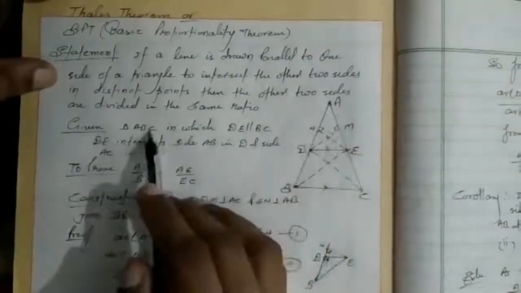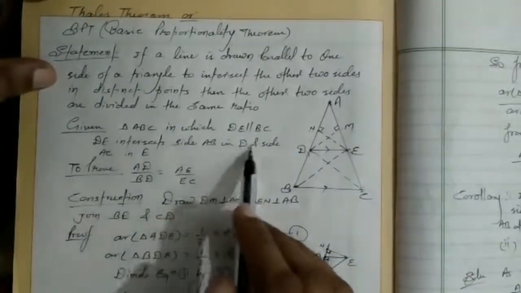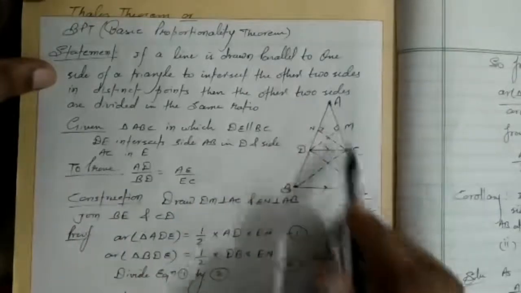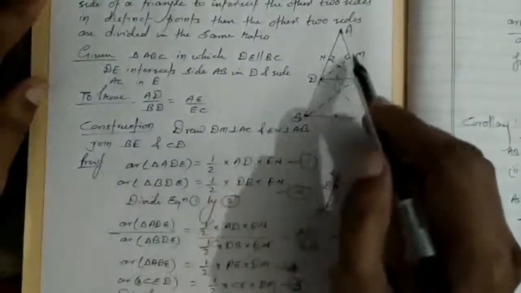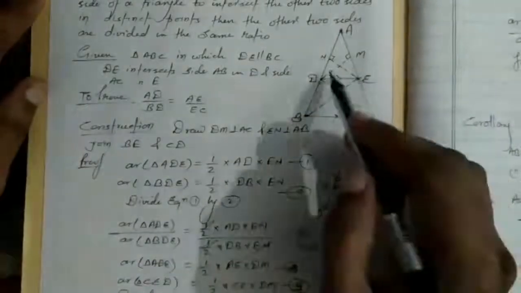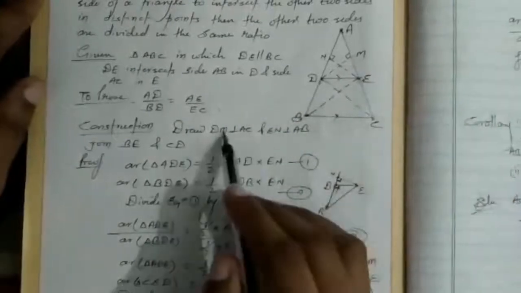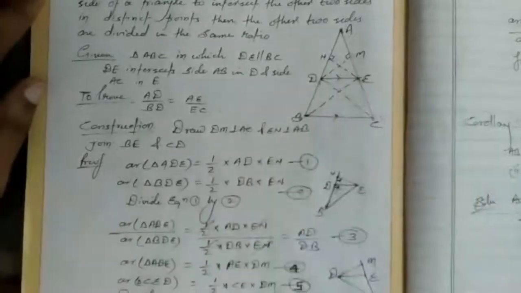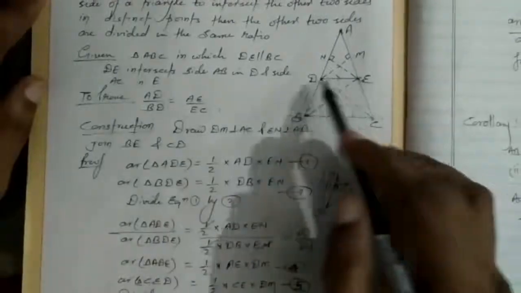Triangle ABC is given, in which DE is parallel to BC, DE intersects line AB in D and side AC in E. Fine, you can see here yourself. Construction: draw DM perpendicular to AE, or DM perpendicular to AC, both are the same thing. So I have written here DM perpendicular to AC, and draw EN perpendicular to AB. Join BE and CD.